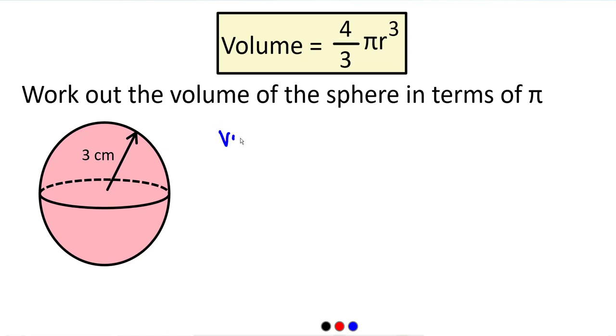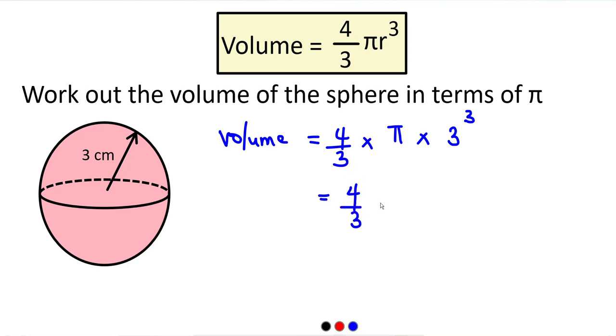So we know that the volume of a sphere is 4 over 3 times pi times the radius cubed, but this time the radius is 3. So we go 3 cubed. Now we write down 4 over 3 times pi times 3 cubed, which can be written as 3 times 3 times 3, which is going to be 27.